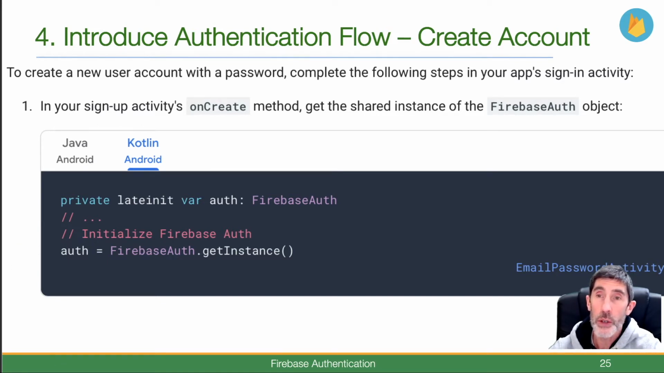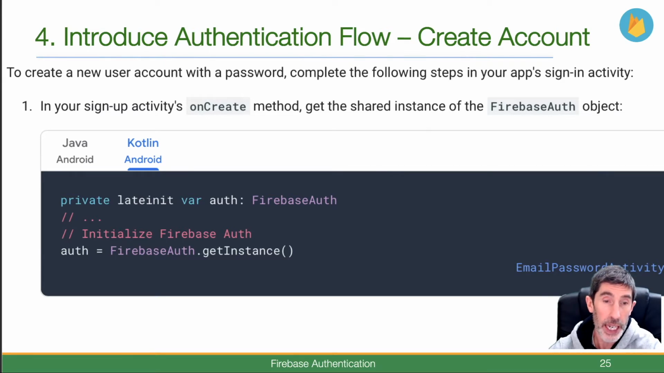To create a new user account with a password, complete the following steps in your app's sign-in activity. So first of all, in your sign-up activity's onCreate method, so we will add a new login activity, and inside that onCreate, we will see something like this. So inside that onCreate, get the shared instance of the Firebase Auth object. Now, when we added Firebase to our project, we got these dependencies, which means we have access to these particular libraries, and they're imported automatically, so we can use these as is. So we initialize our Firebase Auth. We're going to use this authentication object throughout the project.